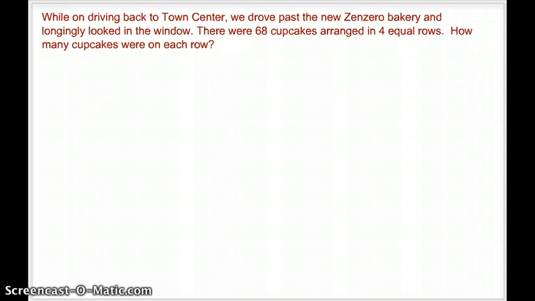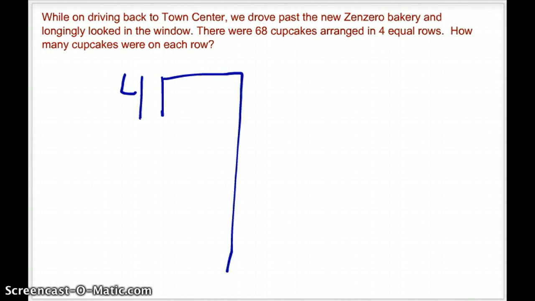Last example. While driving back to town center, we drove past the new Zen Zero bakery and longingly looked in the window. There were 68 cupcakes arranged in 4 equal rows. How many cupcakes were on each row? This story is asking me how many cupcakes were on each row when they were divided into 4 rows. If I have 4 rows and 68 cupcakes, I want to use multiplication to divide here also.